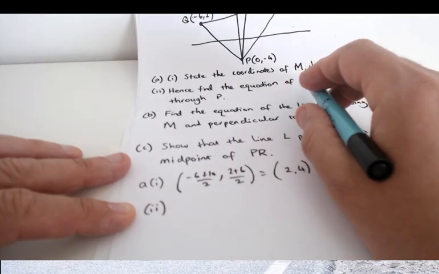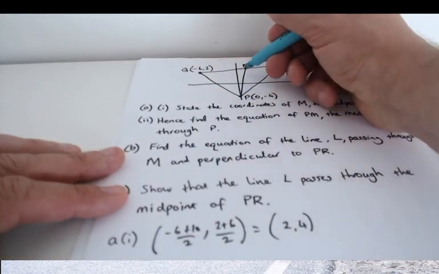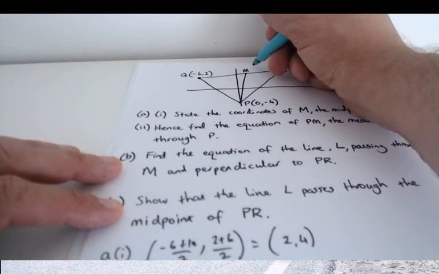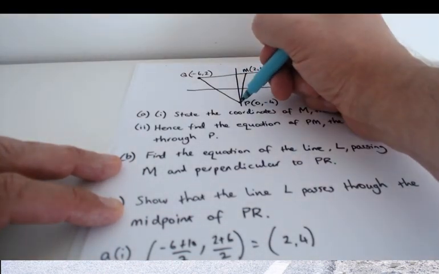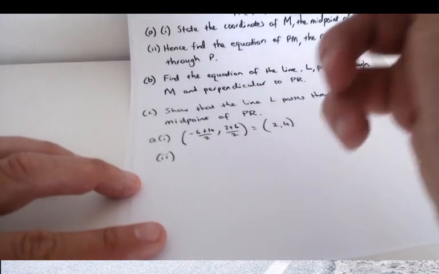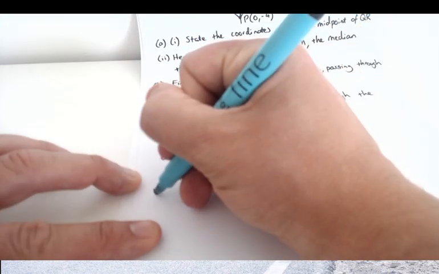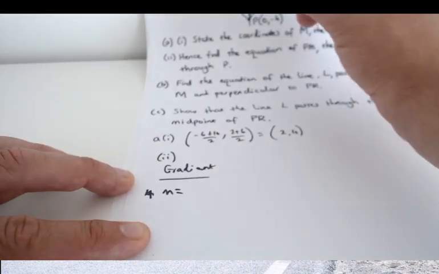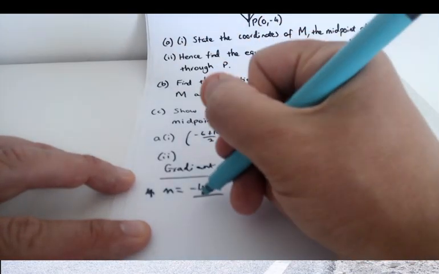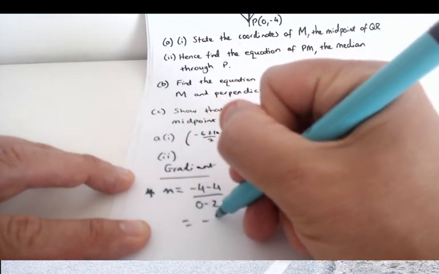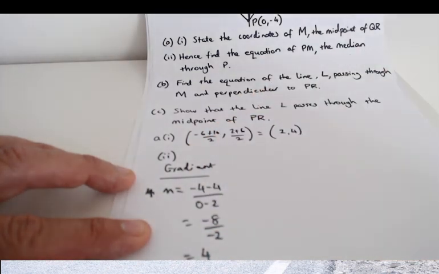Part 2. Hence find the equation of PM, the median through P. So it wants the median through P. We now know that M is the point (2, 4). So we've got all the information we need. We want to find the equation of the line PM. So gradient, I've got both points there, so I can just use my gradient formula. So it's going to be minus 4 take away 4, 0 take away 2, which will be minus 8 over minus 2. Minus 8 divided by minus 2 will give me positive 4.